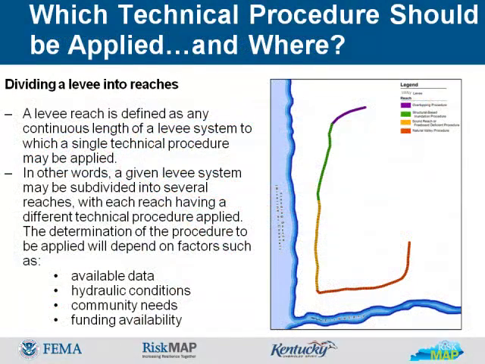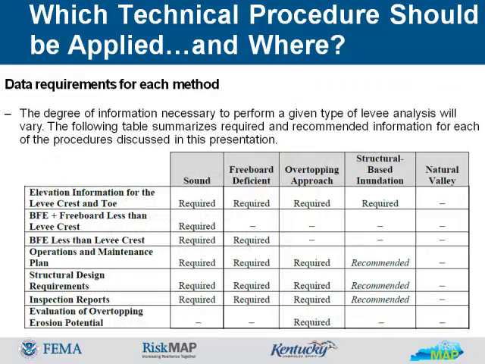A levee reach is defined as any continuous length of a levee system to which a single technical procedure may be applied. In other words, a given levee system may be subdivided into several reaches, with each reach having a different technical procedure applied. The determination of the procedure to be applied will depend on factors such as available data, hydraulic conditions, community needs, and funding availability. The degree of information necessary to perform a given type of levee analysis will vary. The following table summarizes required and recommended information for each of the procedures discussed in this presentation.